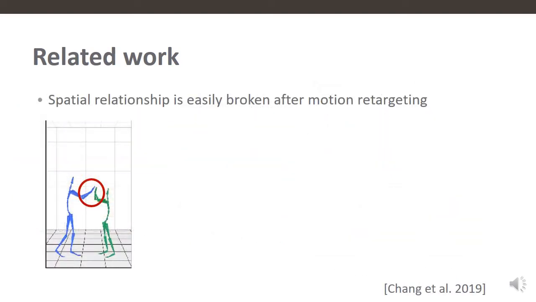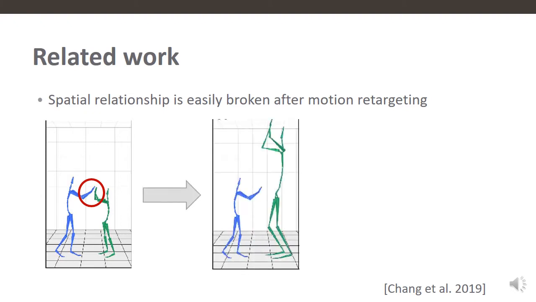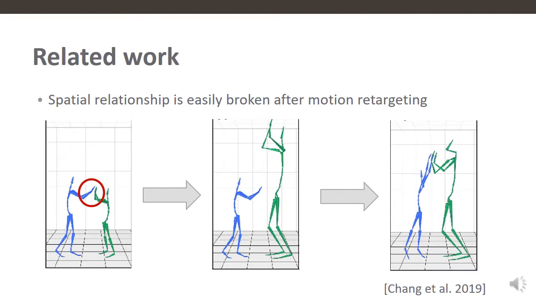And motion retargeting is normally performed for each character independently. As a result, the original spatial relationship between the characters and/or environment could easily be broken during this retargeting process. Also, collisions between characters may take place. In this case, time-consuming manual adjustments by animators are required until obtaining a satisfactory result.